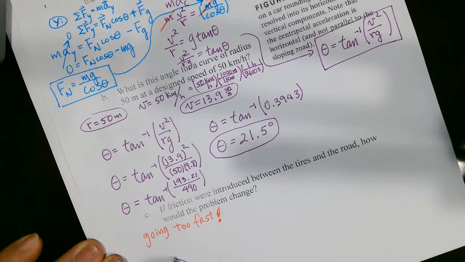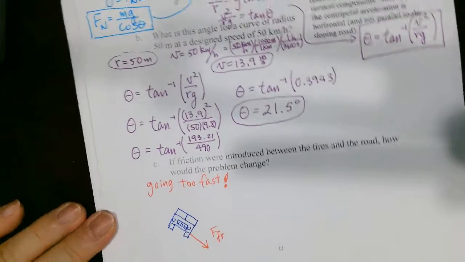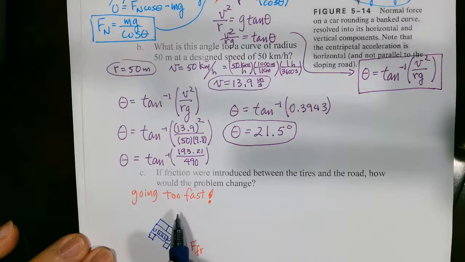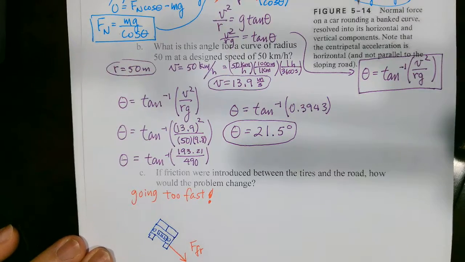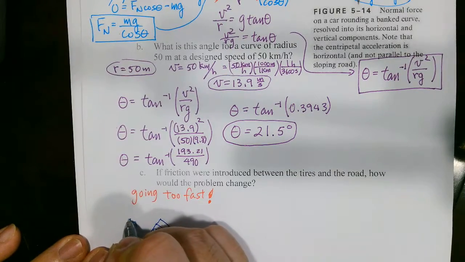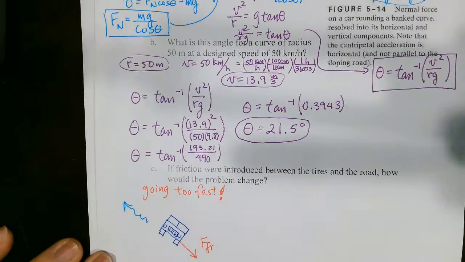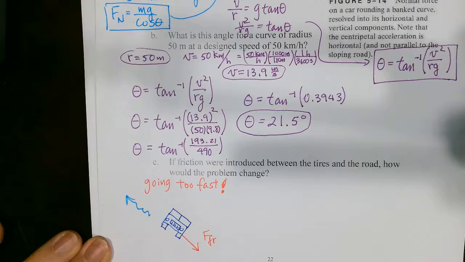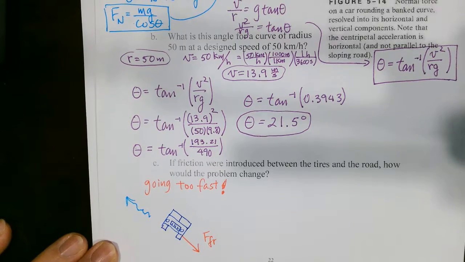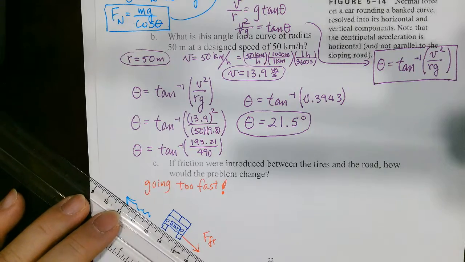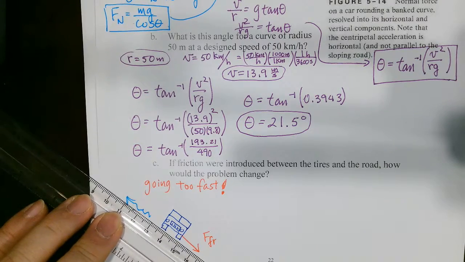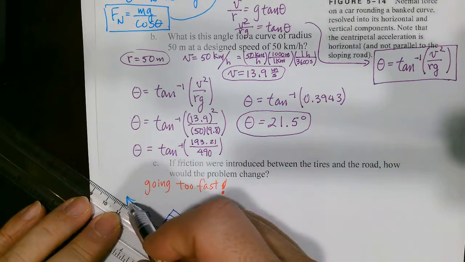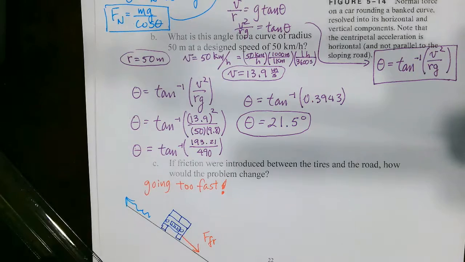So this is my Hummer. If it's going too fast, it's going to want to slide up the embankment, it's going to want to go in that direction. So the friction has to act down the embankment in order for it to not crash onto the wall or the guardrail.